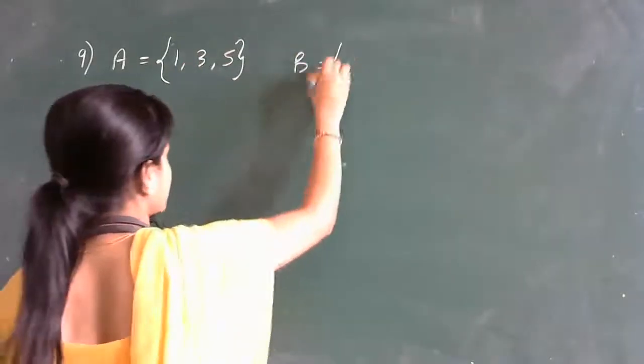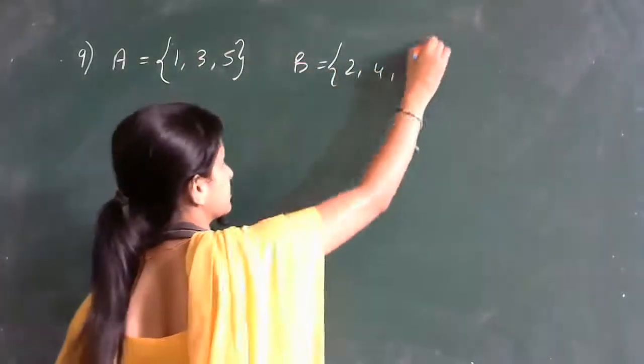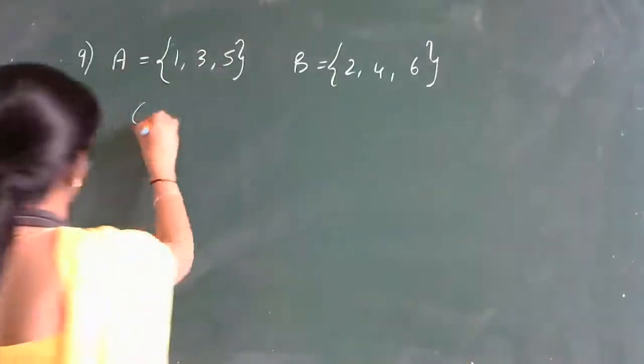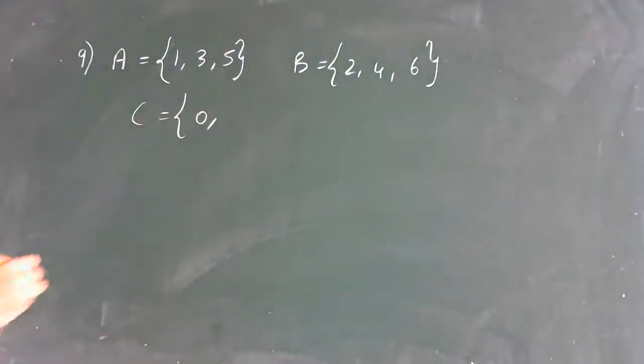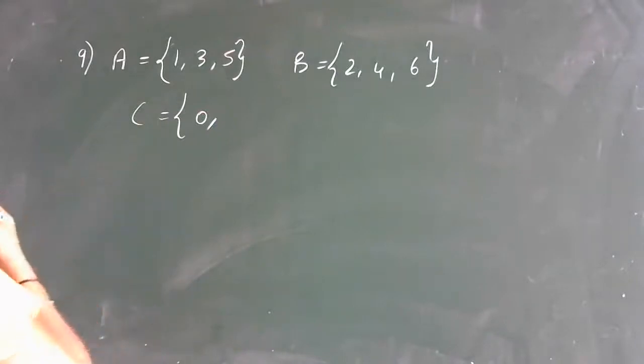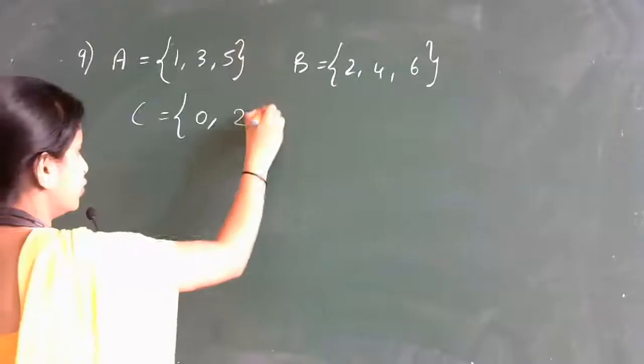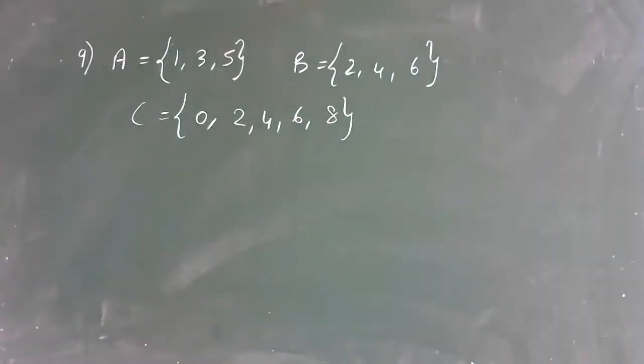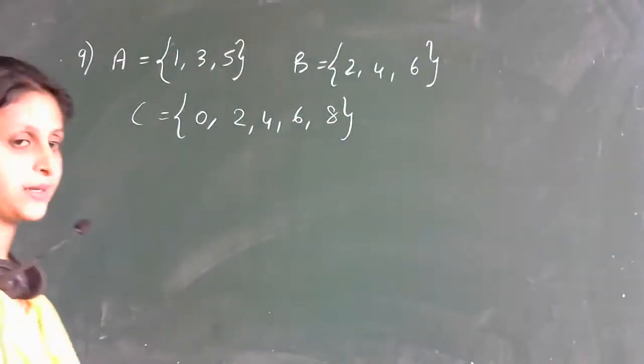B is equal to {2, 4, 6}. C is equal to {0, 2, 4, 6, 8}. So these are my 3 sets given, A, B and C.